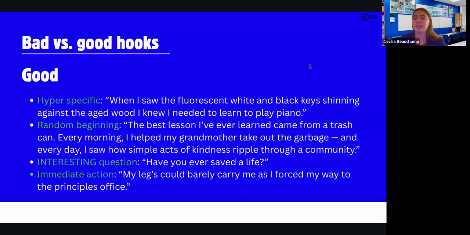The best lesson I've learned came from a trash can. Every morning I helped my grandmother take out the garbage, and every day I saw how simple acts of kindness ripple through a community. And you might be saying, hey, Cece, but the second sentence says every morning. What the heck? That's what you said not to do. But that's not the beginning. The beginning we start from is: the best lesson I've learned is from a trash can.